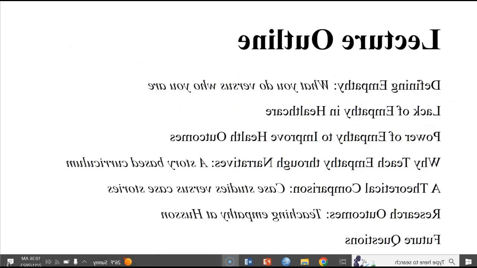The outline for today, we're going to talk about what empathy is, a definition of empathy that is more volition-based versus a static inherited trait. Then a crisis in healthcare, the lack of empathy in healthcare, and the power of empathy to improve health outcomes. It's really evidence-based, strong evidence showing that the more empathic you are, the better outcomes you'll get with your patients. This idea of teaching through narratives.